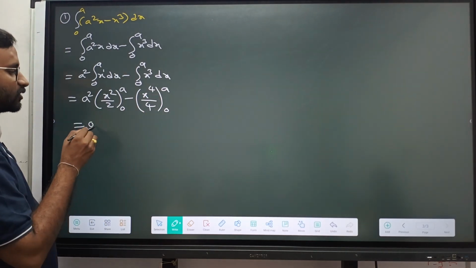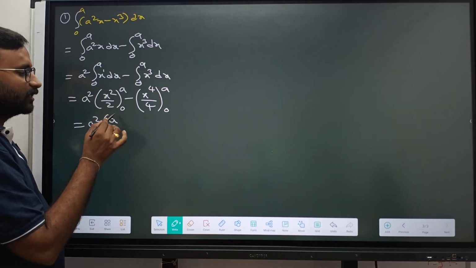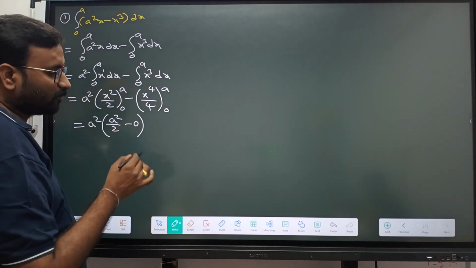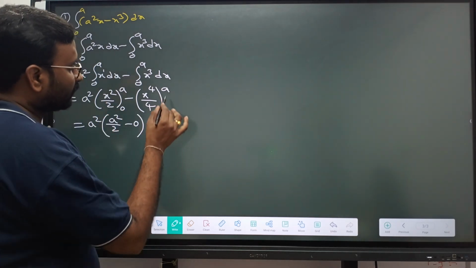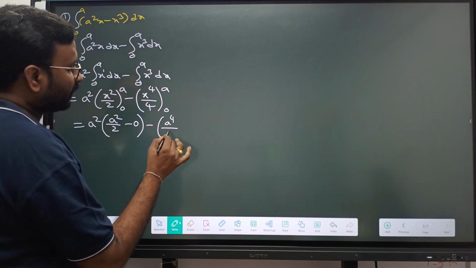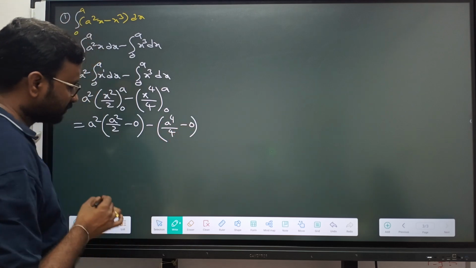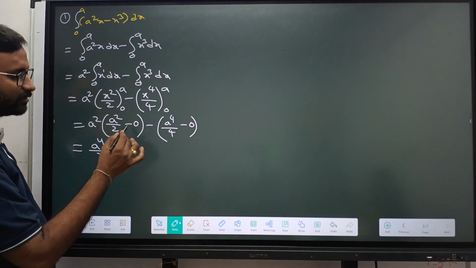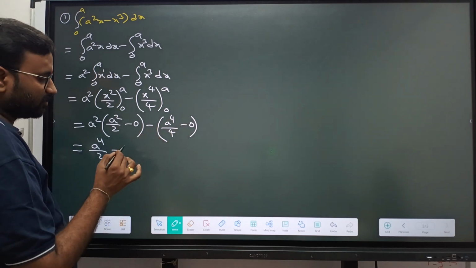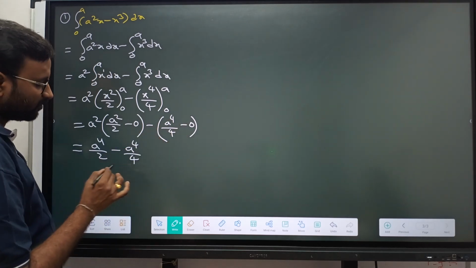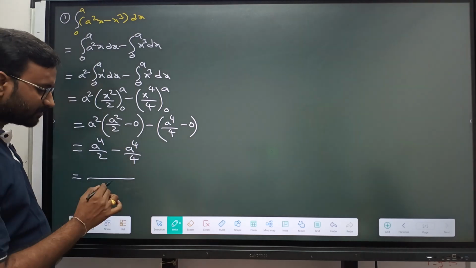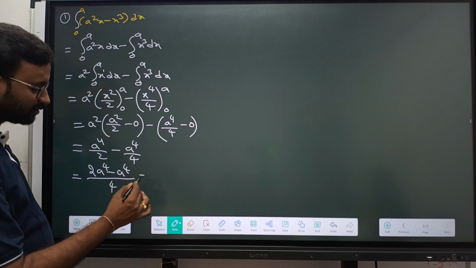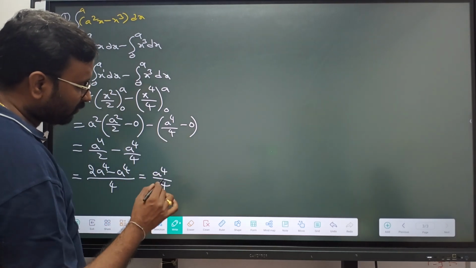Now write a square into, first write upper limit, a square by 2, minus lower limit, what is it? 0, no need to write. Minus, here again upper limit, a power 4 by 4, minus lower limit, which is 0. Now write a square into a square, a power 4 by 2 minus a power 4 by 4. Now we can take the LCM, which will be 4. This is 2 a power 4 minus a power 4. What is the answer? A power 4 by 4 is the answer.